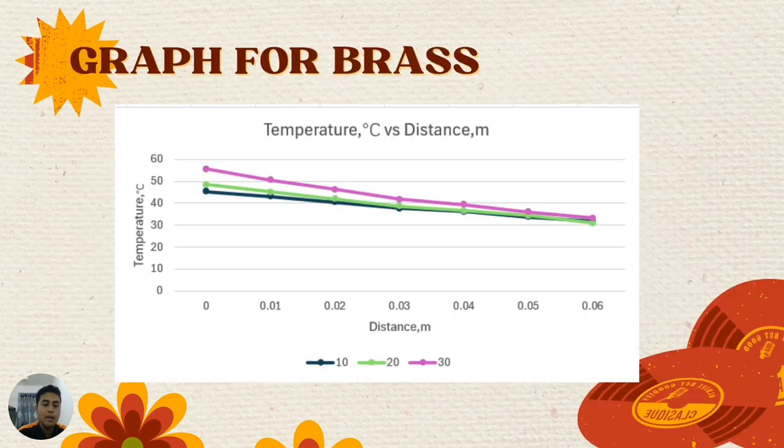From here we make a graph for brass, and we can see there are three different lines: a pink one for 30 watts, a mint green one for 20 watts, and the last one for 10 watts. This graph is temperature versus distance. We can see all three graphs decrease gradually, until the last distance, which is 0.06.